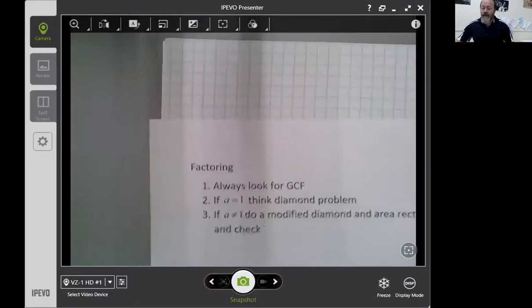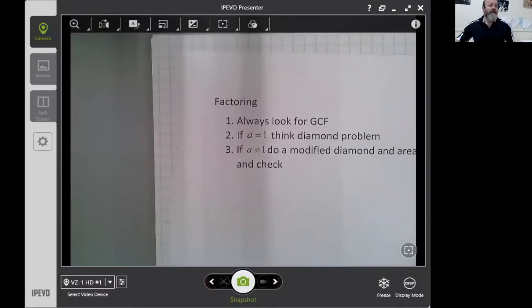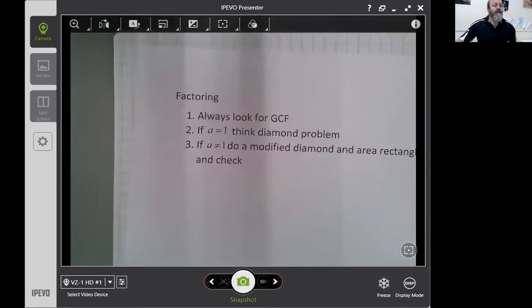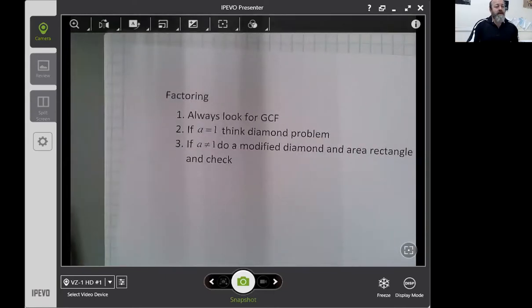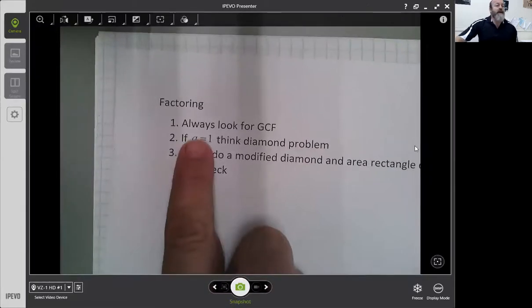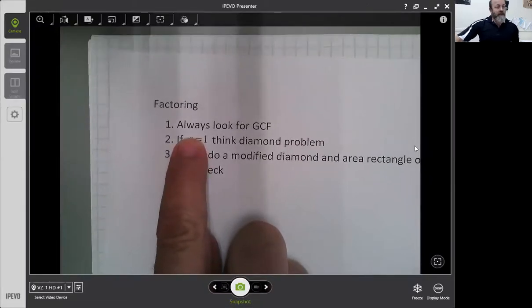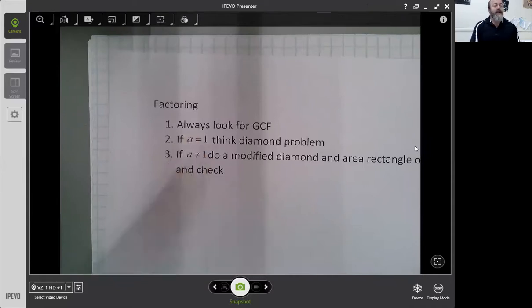Let's remember real quick that when you factor, there's a list of things to look for. Number one, when you factor, you always want to consider whether there is a greatest common factor involved. Sometimes we skip this step because it's not really relevant, and you'll see that in the first number of problems that I do today.